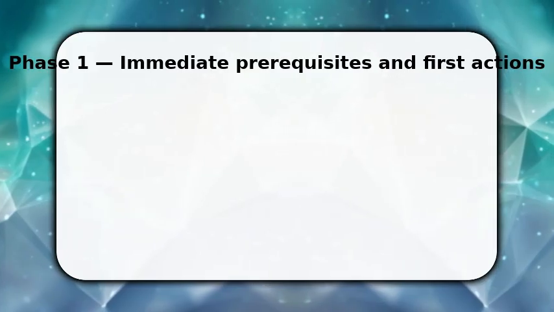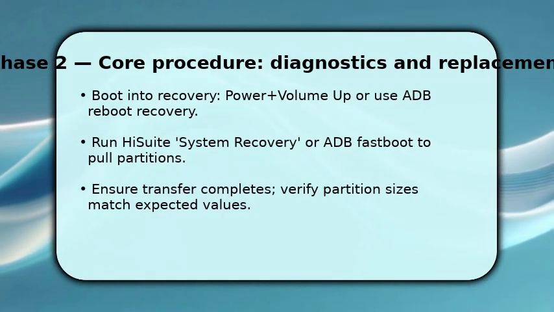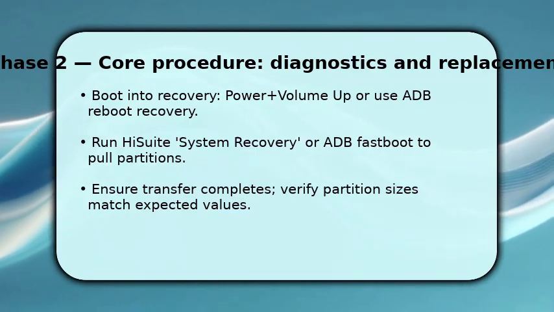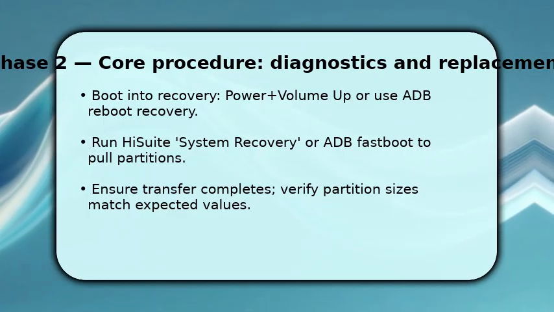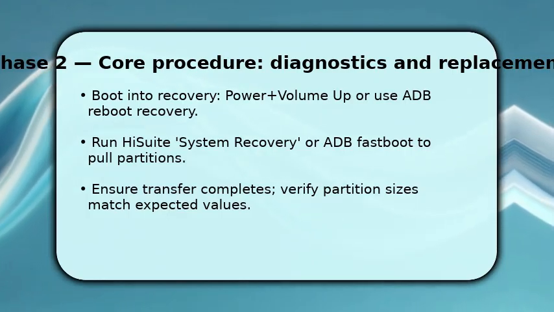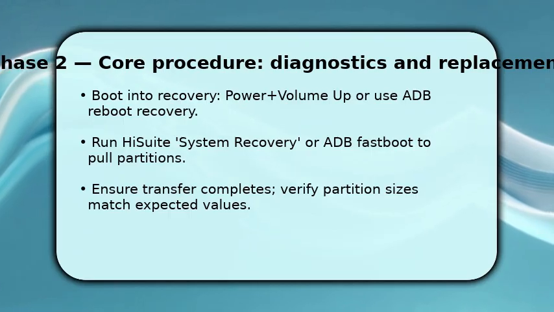You now enter recovery and extract or restore partitions. This is the core step. Reboot into recovery using Power plus Volume Up or execute an ADB reboot recovery, then attach HiSuite and select system recovery, or use fastboot to pull critical partitions like boot, system, and userdata.